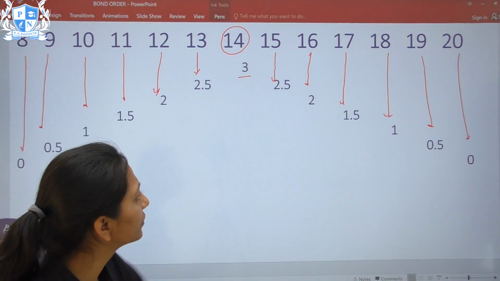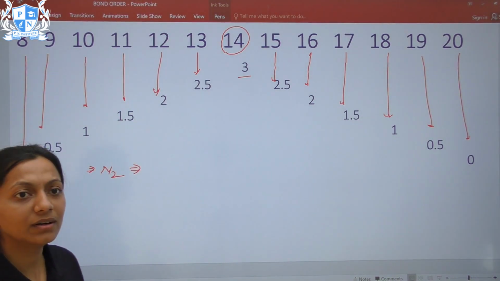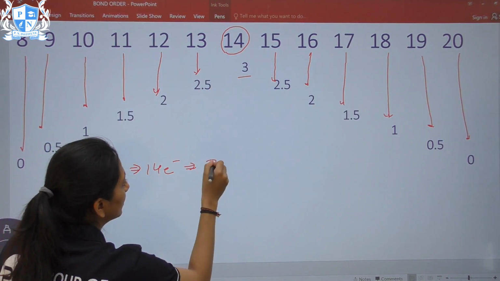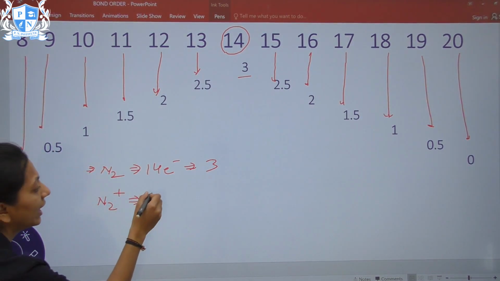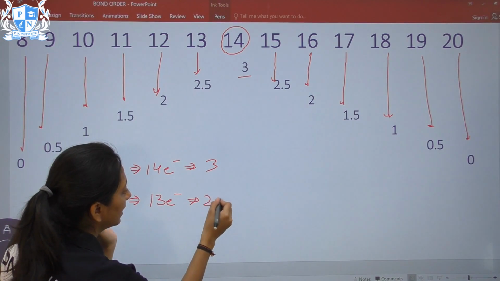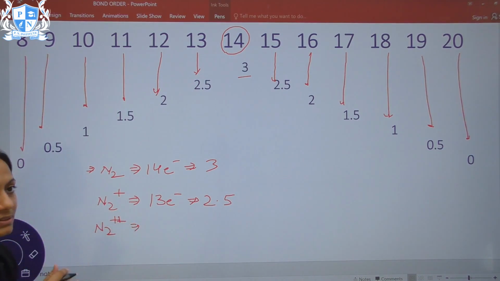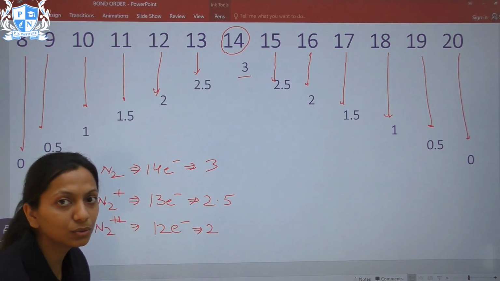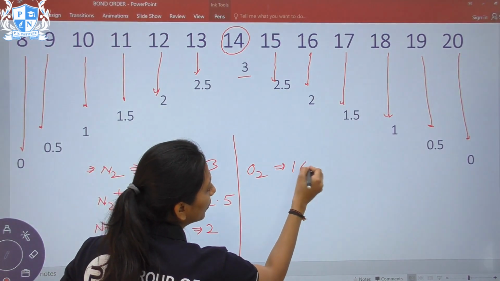Okay. For this also we are having an example. For example, if I want to solve for nitrogen, what is the total number of electrons in nitrogen? We are having 14 electrons. So what will be the bond order? 3. If I want to find for N2 plus, how many electrons will be there? We will be having 13 electrons. So what will be the bond order? 13 is having 2.5 as the bond order. Same way, for N2 plus plus, how many electrons will be there? 12 electrons. What will be the bond order? You will have 2.